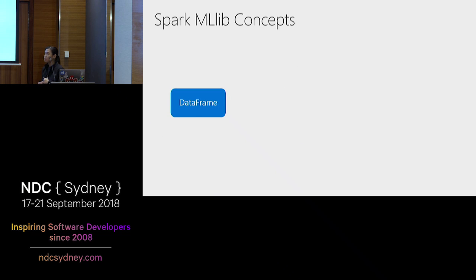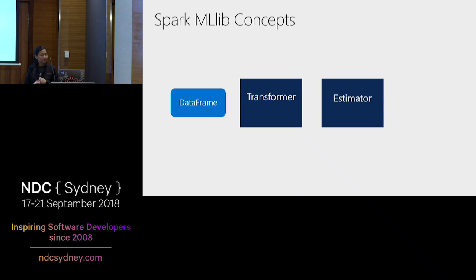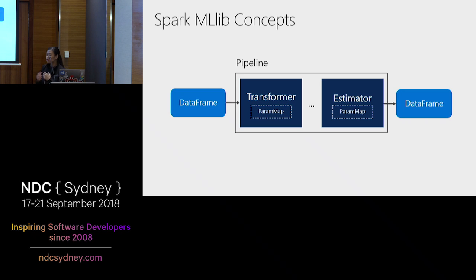Digging deeper into the concepts of MLlib, you start off with your data frame, since it's built on top of the Spark data frame API. Then you have a set of transformers and estimators. These are higher level abstractions of the different operations that you can do with your data frame within MLlib. It also has a standard way of passing parameters using a parameter map. And the idea is that you can wrap a set of transformers and estimators in what we call a pipeline.